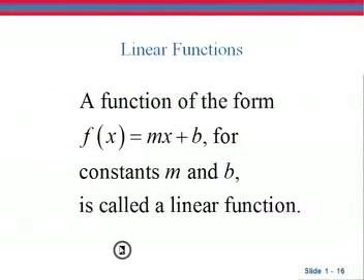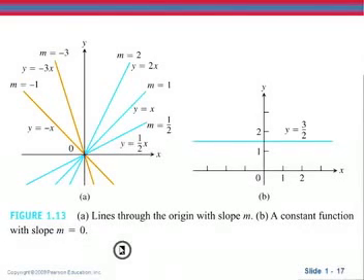Remember, linear functions are functions of the form f of x equals mx plus b, where m and b are constants. Linear functions are called linear functions because their graphs form straight lines. Here's some examples of linear functions. On the left you can see that the m is varied. We have y equals 1/2 x, y equals x, y equals 2x, y equals negative 3x, and y equals negative x.